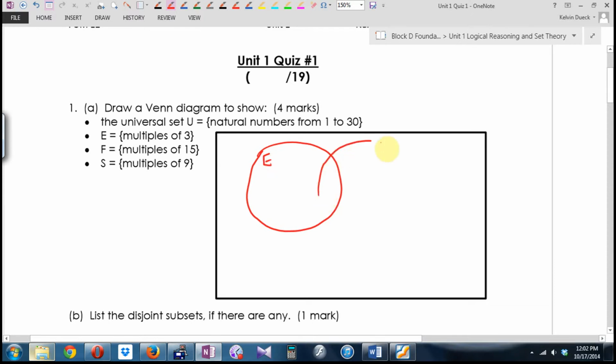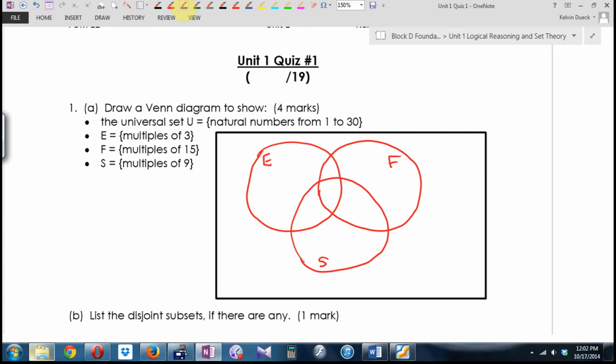F and S. Okay. Set E is multiples of 3. That means 3 goes into these numbers evenly. That'll be like 3, 6, 9, 12. Set F is multiples of 15. That's going to be 15 and 30. And set S is multiples of 9. That's going to be 9, 18.